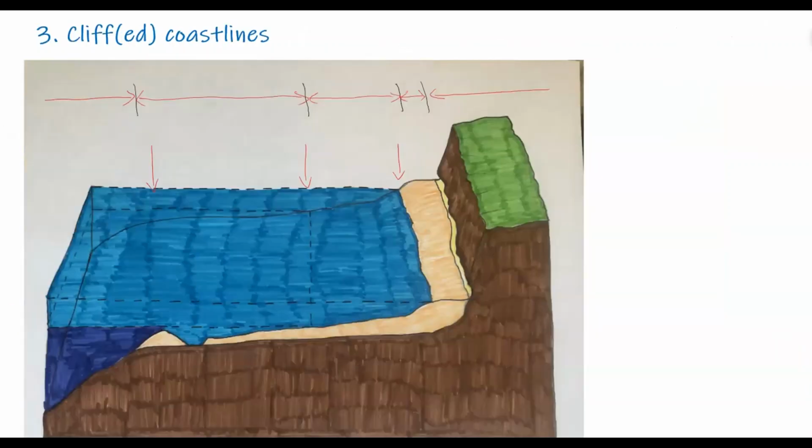Right, so now on to number three, the cliffed coastlines. Obviously, there's a clear difference in the coastline area compared to the flat coastline, but pretty much a similar layout in terms of the other parts of the diagram. So again, we've got the offshore section, the near shore section, and the foreshore, which is part of the shore.